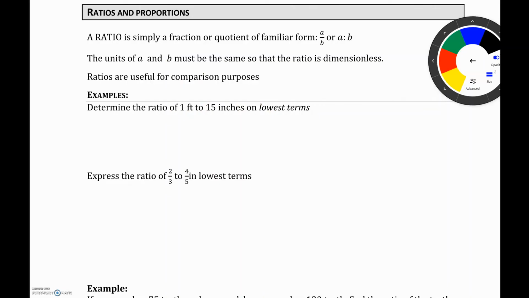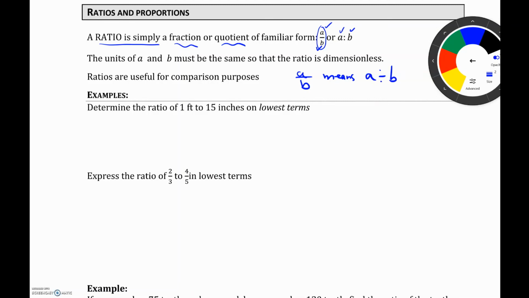Ratios and proportions. A ratio is just a fraction or a quotient. You're comparing two things, so A over B or A to B. So those are two ways of representing a ratio. Generally, we'll be using the fraction form A over B. Remember that A over B actually means A divided by B. That's important to remember.